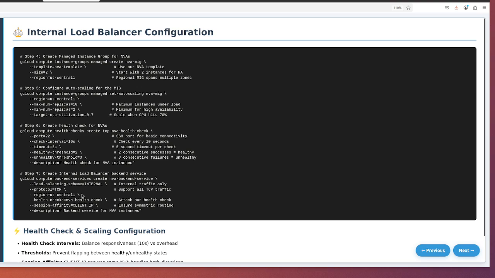The backend service uses the internal load balancing scheme, which means this load balancer is only accessible from within the VPC, not from the internet. The protocol setting allows the load balancer to handle any TCP traffic, regardless of the application protocol. When we add the MIG to the backend service, we're telling the load balancer which instances should receive traffic. The load balancer continuously monitors the health of these instances and only sends traffic to healthy ones. The forwarding rule creates the actual load balancer endpoint, the IP address that routes will point to as their next hop.